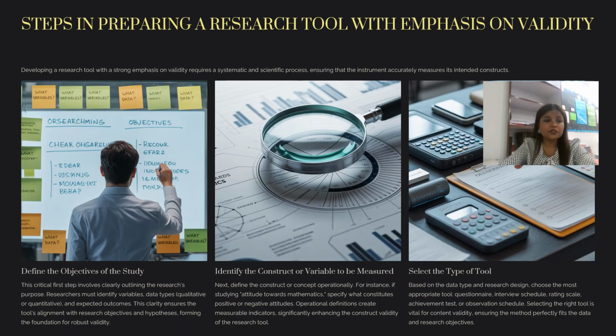The next is to select the type of tool. So next, the researcher chooses the type of tool best suited for the study, such as a questionnaire, an interview schedule, rating scale, achievement test, or observation form. This choice depends on the kind of data required, qualitative or quantitative. Selecting the correct tool ensures content validity, meaning the tool fits the research purpose perfectly.